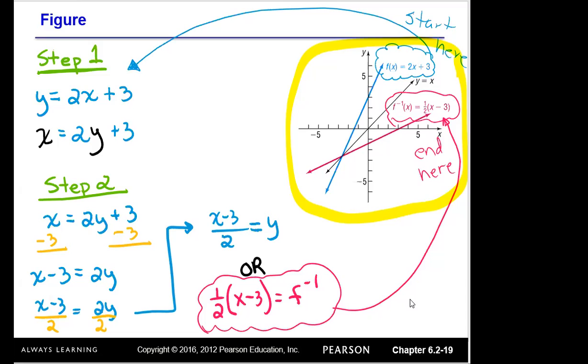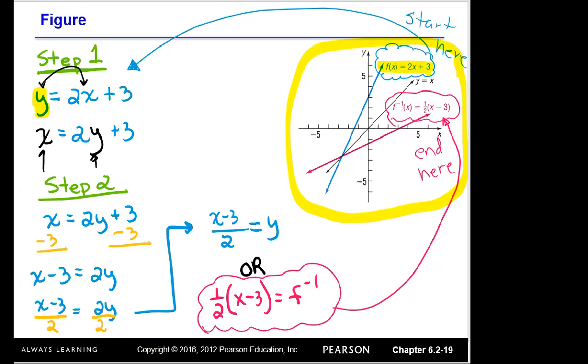So step 1, where they have f of x equals 2x plus 3, I took out the f of x and I stuck in the y right here, okay? Then what I did is I switched the x and the y's position. So now I have x where the y was and y where the x was. That's step 1. Step 2, get your algebra game face on and start solving this for y.